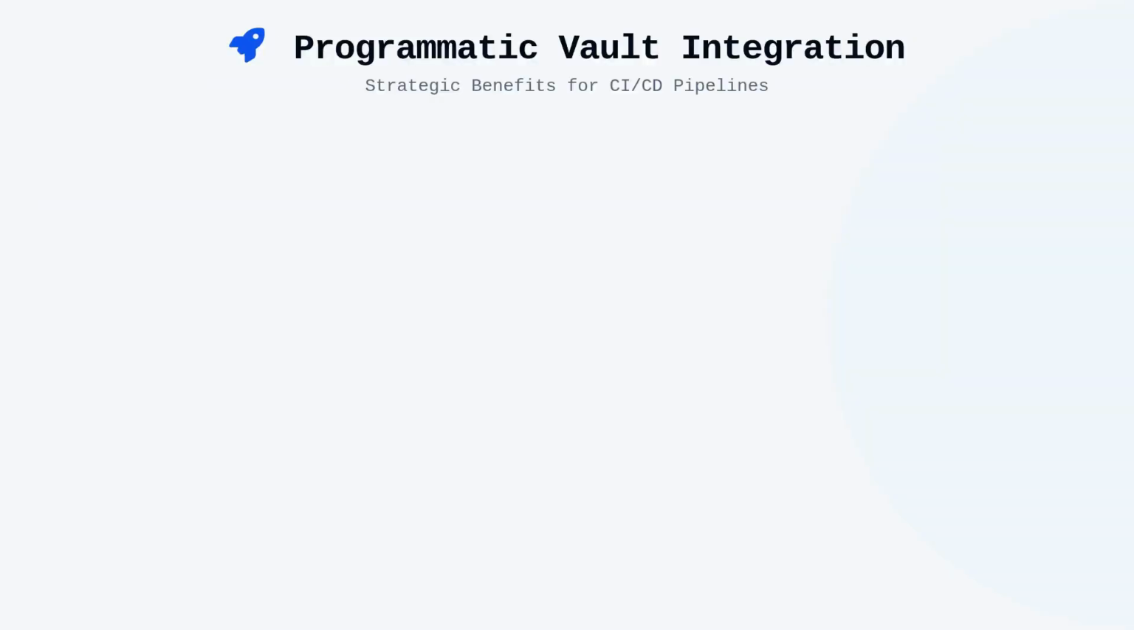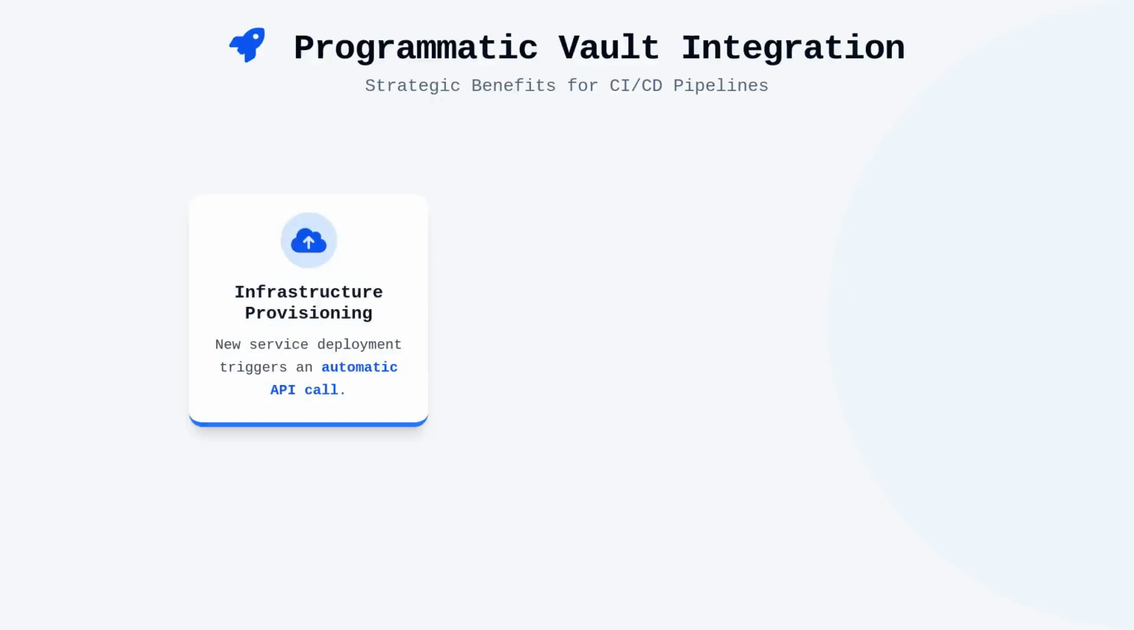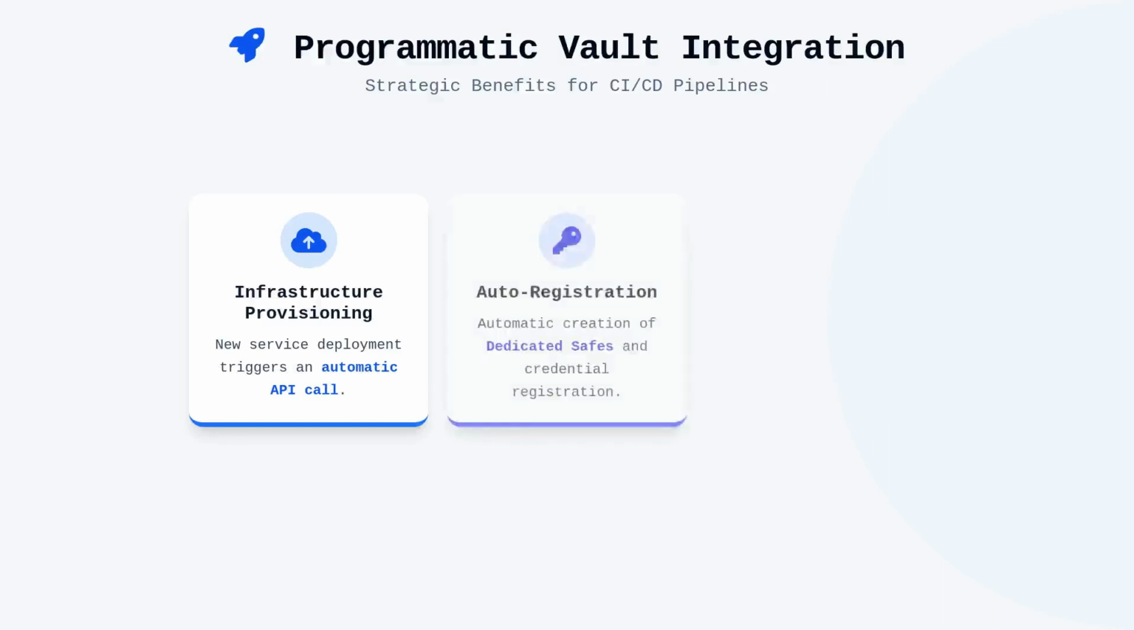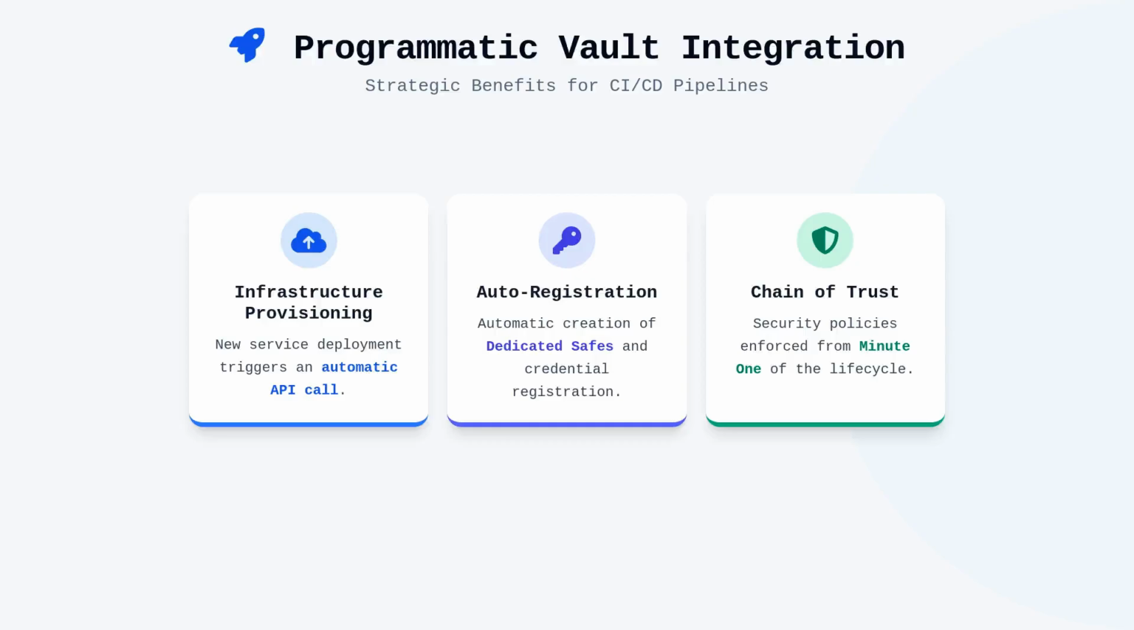The strategic benefit of this programmatic approach is most visible when integrating into CI/CD pipelines. Every time a new service is deployed in a cloud environment, you can trigger an API call to create a dedicated safe and register the service account's credentials automatically. This removes the wait time associated with manual request processing and ensures that security policies are enforced from the very first minute of the lifecycle.